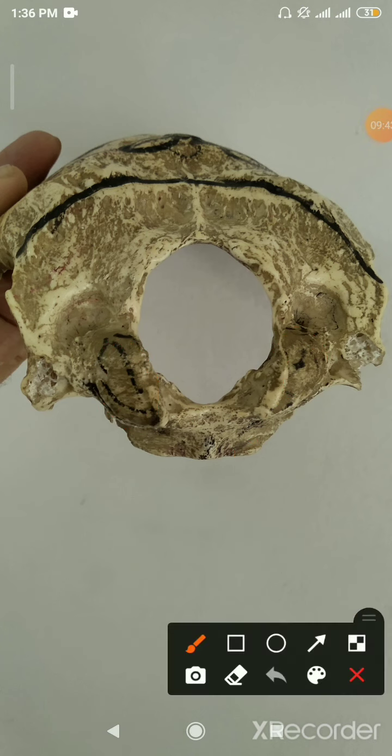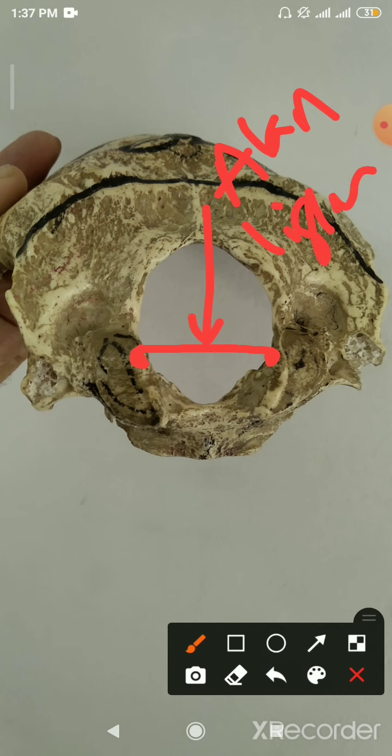The medial margin of the occipital condyle presents a tubercle, which projects into the side of the foramen magnum for the attachment of the alar ligament. So from the medial part of the condyle, there will be a tubercle. There is attachment of the alar ligament, and this alar ligament divides the foramen magnum into an anterior smaller part and a posterior larger part.